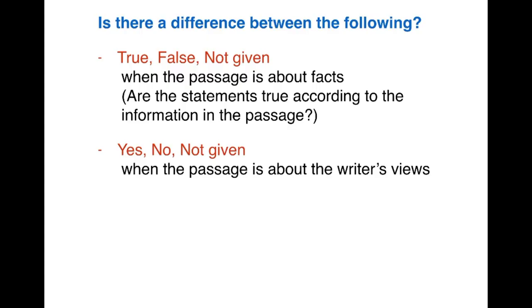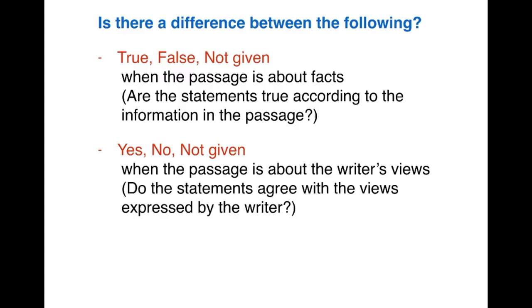And the reason they say yes or no instead of true or false is because the question will ask you, do the statements agree with the views expressed by the writer? The words yes and no answer the question, do the statements agree? Do the statements agree? Yes, they agree, or no, they don't agree. That's why we need to write yes or no instead of true or false for this type of question.